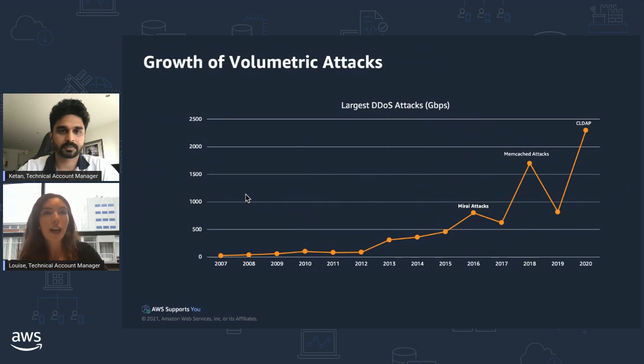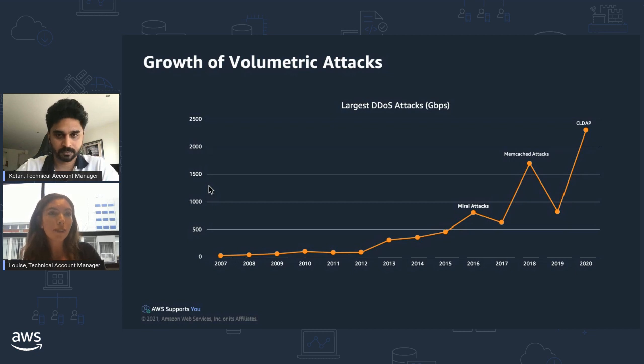And here is a graph we have on growth of volumetric attacks. As networking technologies advance over time, we also notice a massive increase in the size and throughput of attacks against our infrastructure. There have been spikes, as you can see here, in 2016, 2018, and 2020 for all new attacks. And you can see the spike actually drops after we find a way to either remediate the attack or just become better at dealing with it. But unfortunately, new attacks always do arise.